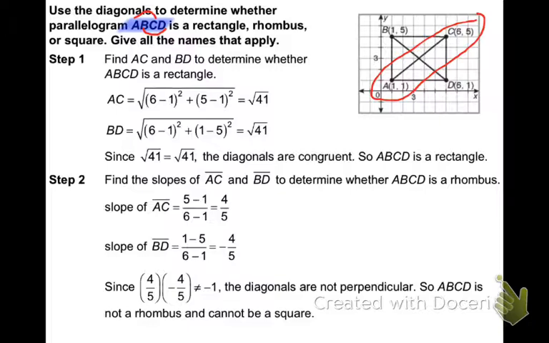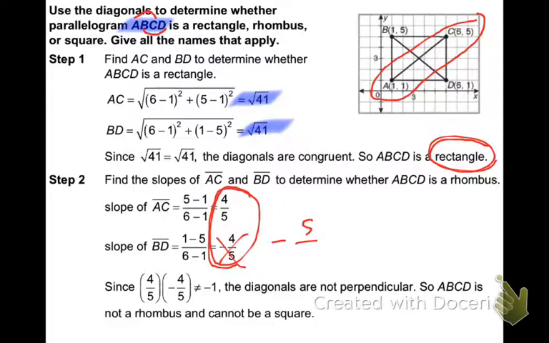Now if you look here, look at my distances. My distances are the same. My diagonals are the same, which means I have a rectangle. If you look at my slopes, are my slopes negative reciprocals? No. In order for it to be negative reciprocal, it would have to be negative 5/4. So it is not a rhombus. This is only a rectangle. So we're just going to follow those properties.